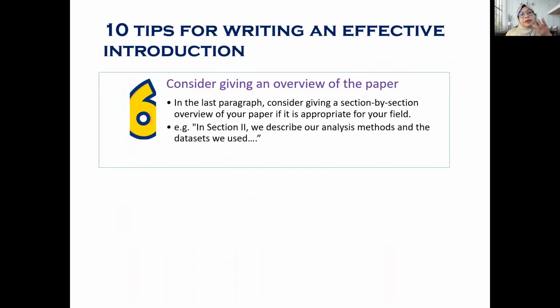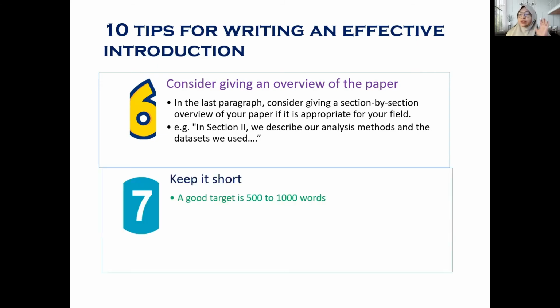So the next tip, number 6, consider giving an overview of the paper. In the last paragraph, consider giving a section-by-section overview of the paper if it is appropriate to your field. Some fields or some journals don't encourage writing an overview of the paper. If you have space, and you think it is important, then you write an overview of the paper because this will guide the reader. For example, in section 2, we describe our analysis method and the data set we use and so forth.